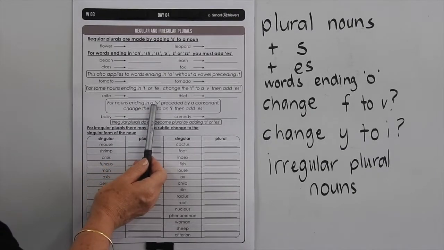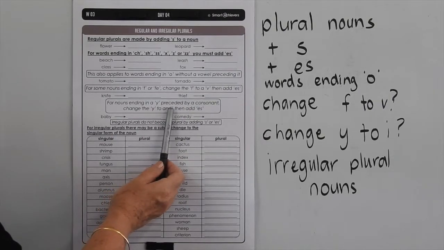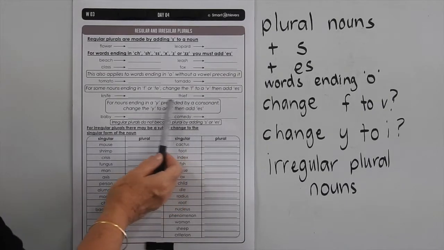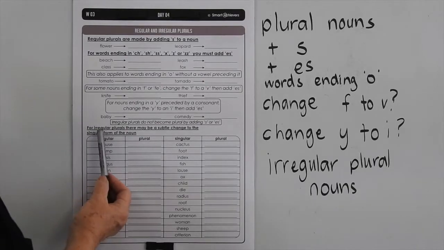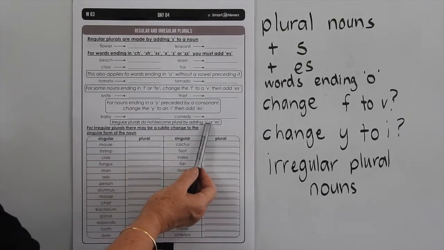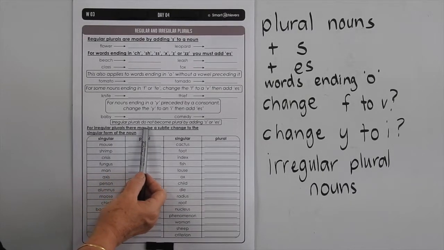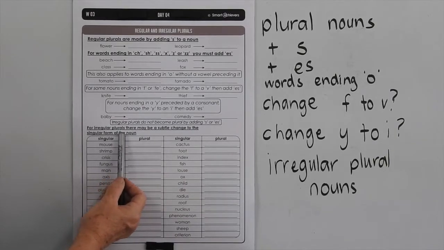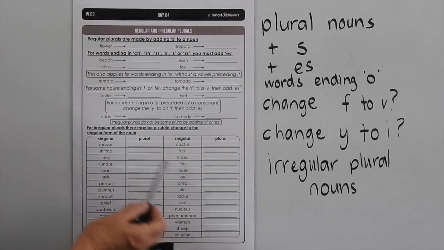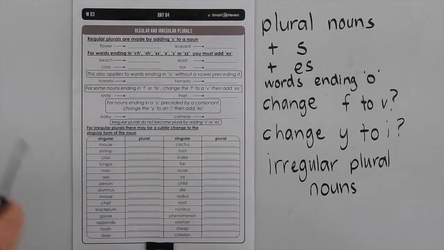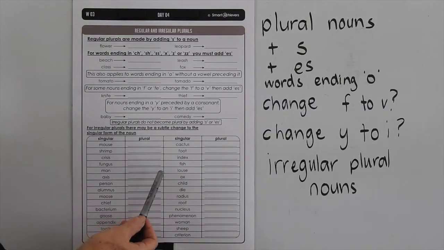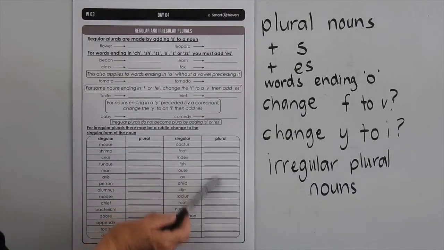For nouns ending in a Y preceded by a consonant, change the Y to an I and then add ES. If you have a vowel before the Y, you're not going to change the Y to an I, so just be aware of that. Now, irregular plurals do not become plural by adding S or ES. For irregular plurals, there may be a subtle change to the singular form of the noun. So mouse would go to mice. You can work your way through the examples we've given you. If you get a bit tricked, you could work within your group to find out what the plural forms will be, or you could do some research and look up a dictionary online, or use a dictionary as an actual book. And you should find all those answers quite easily.